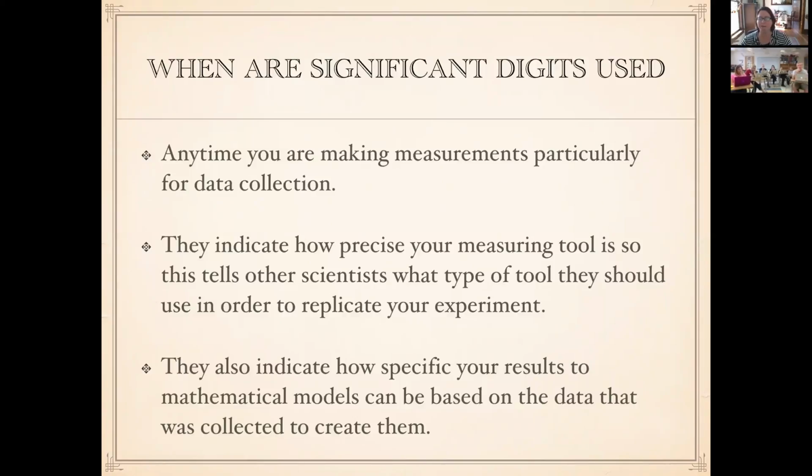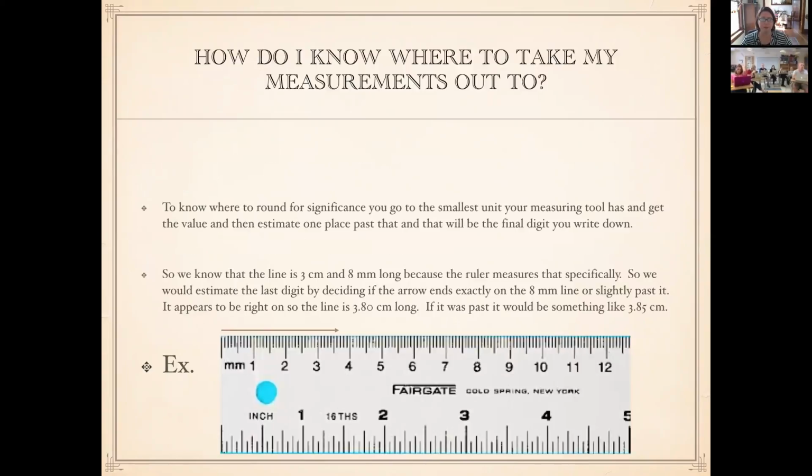These are giving us mathematical models to be able to then predict what's going to happen should we change a variable. And so significant digits will affect how accurately those models can model what we're seeing and what we can expect as a result from them. So that's a whole lot of really fancy talk for basically the idea that significant digits tells us how good your ruler is.